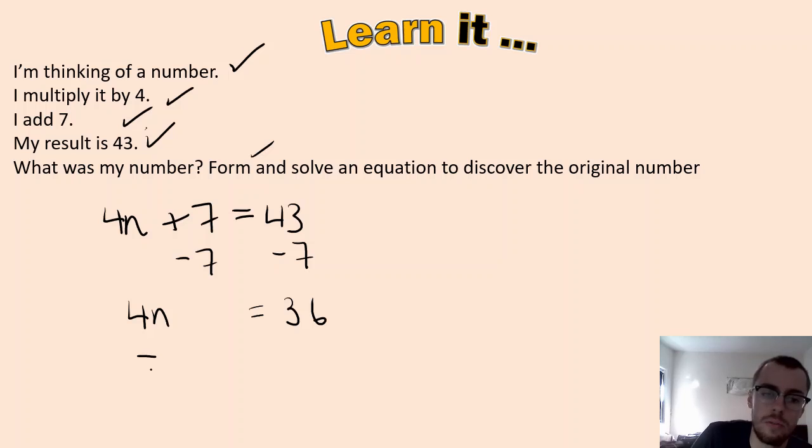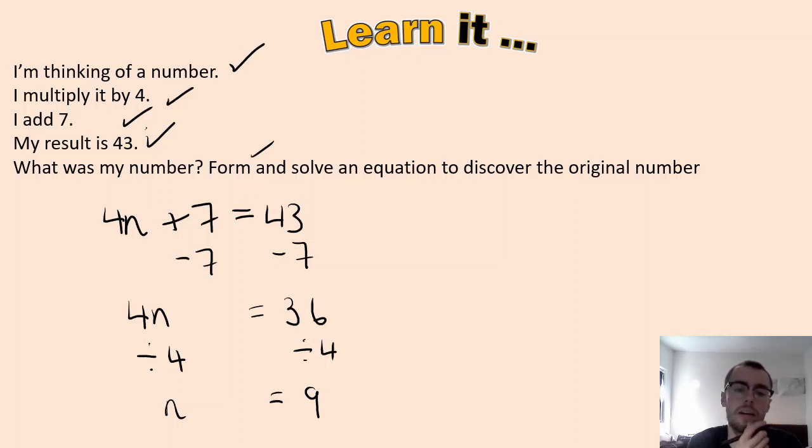And then we are dividing both sides by 4. n is 9. We've now solved the equation and we've discovered the original number. These two statements are equivalent. We have solved the equation, we've discovered the original number. In this context, they mean the same thing.